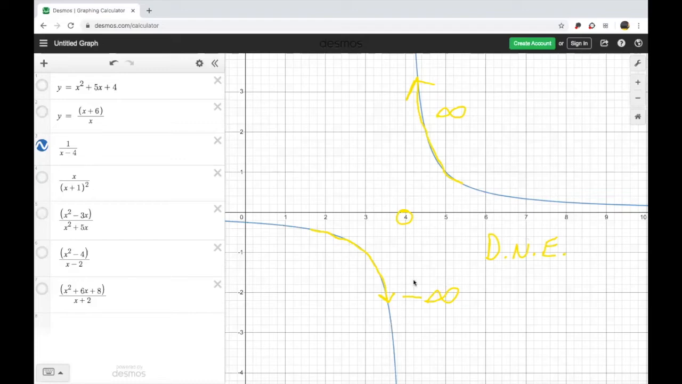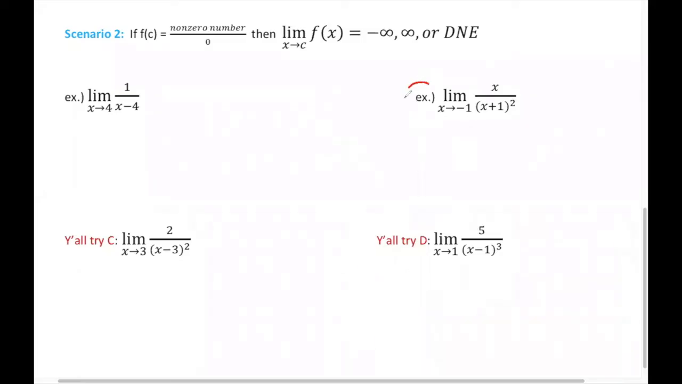All right, let's look at one more here in scenario 2. We have now the limit as x approaches -1 of x over (x plus 1) quantity squared. So what we'll do is replace x with this -1. So we've got -1 over (-1 plus 1) quantity squared, which would be -1 over 0.